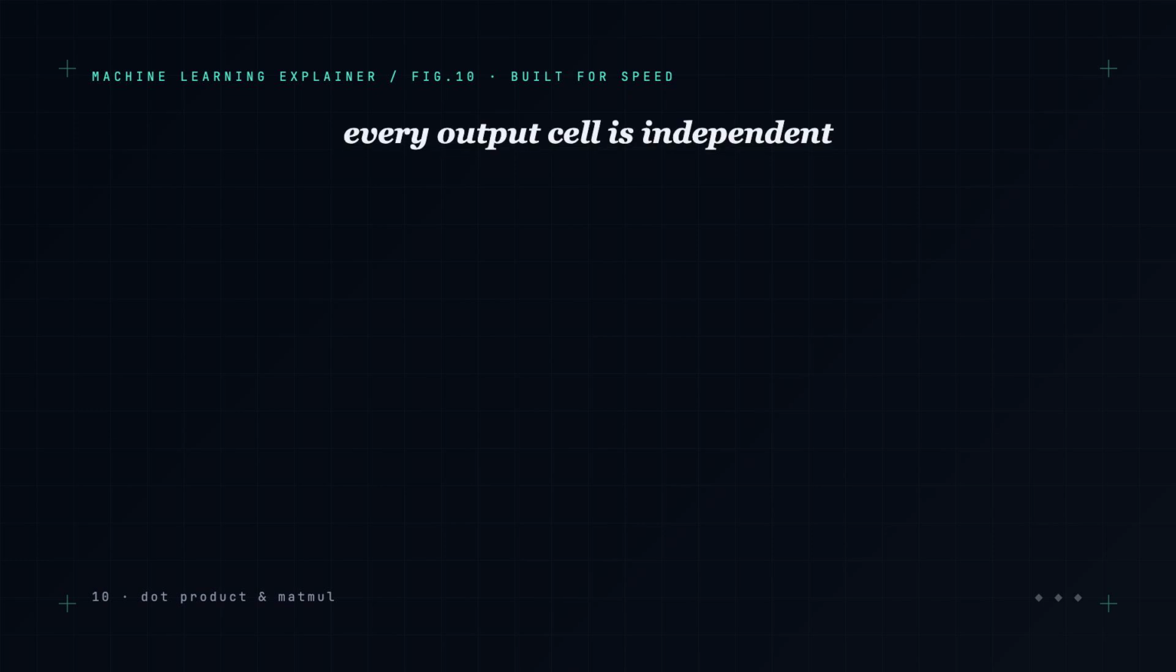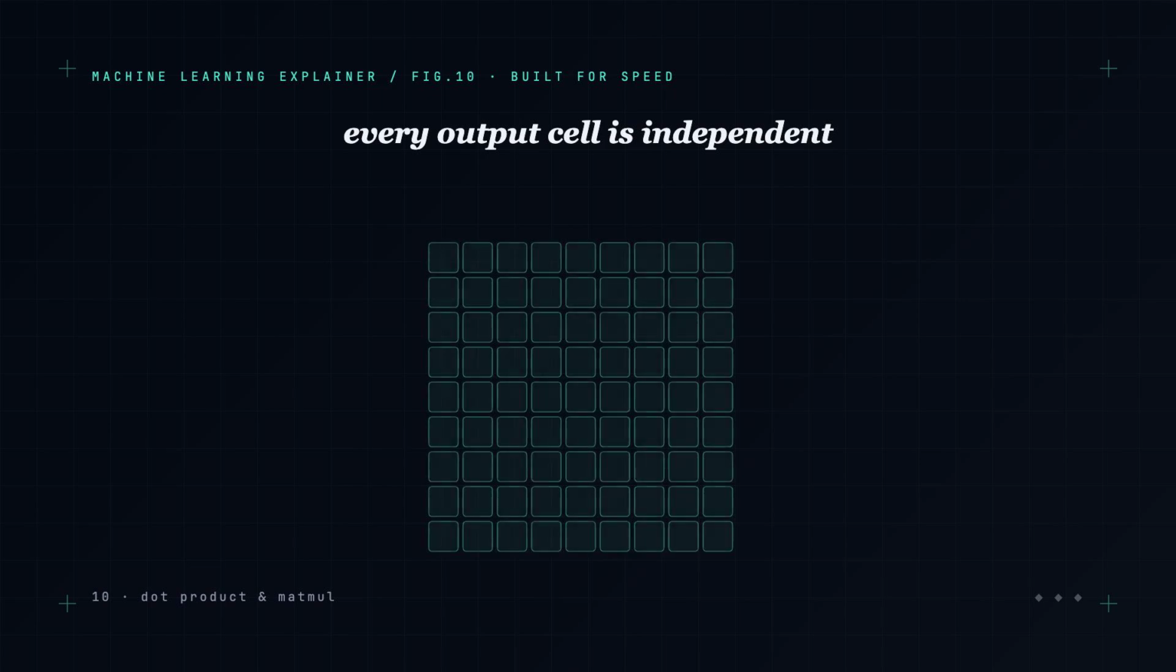And because it's the same operation repeated, it's perfectly parallel. Every output cell is independent. They can all be computed at the same time. That's why GPUs have thousands of cores and why Google built the TPU, a chip whose entire purpose is matrix multiplication. The hardware of the AI boom exists to do this one thing faster.